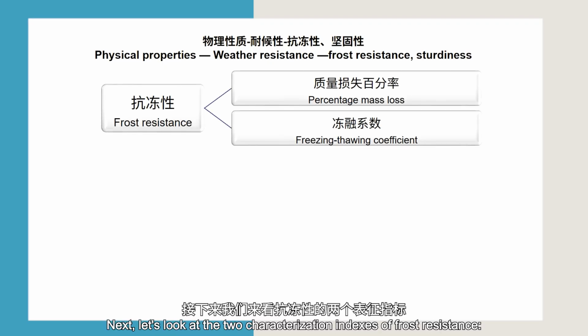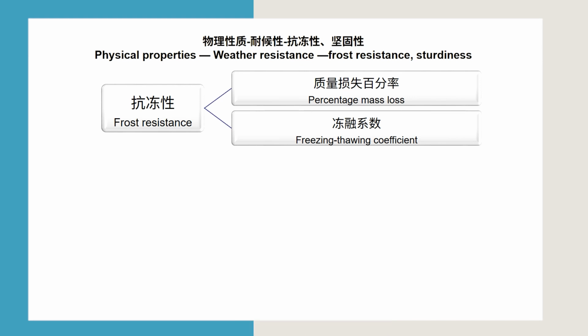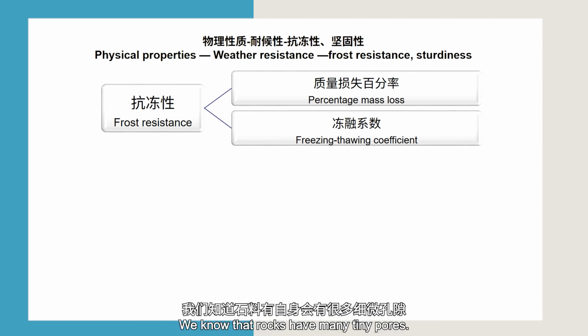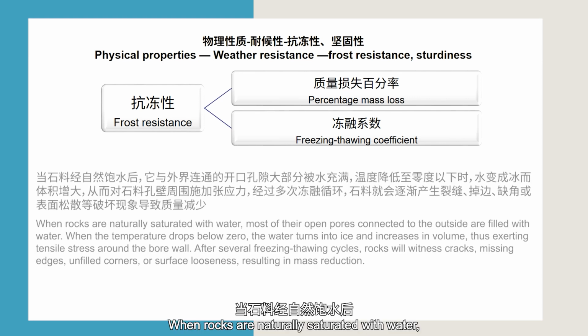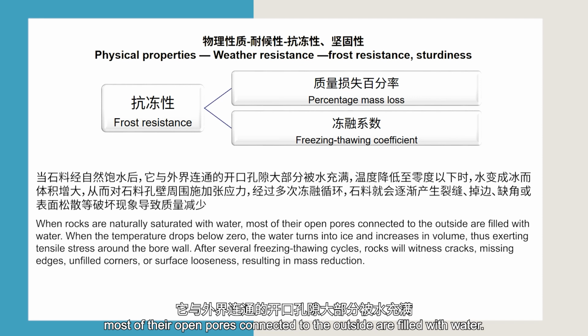Next, let's look at the two characterization indexes of frost resistance: mass loss percentage and freezing-thawing coefficient. How to reflect the frost resistance? The first is the mass loss percentage, that is, the mass loss of rocks after freeze-thaw cycles. We know that rocks have many tiny pores. When rocks are naturally saturated with water, most of their open pores connected to the outside are filled with water.